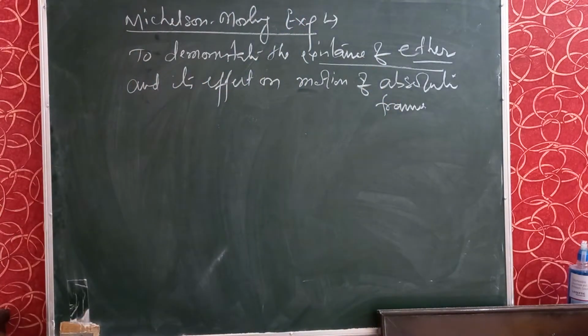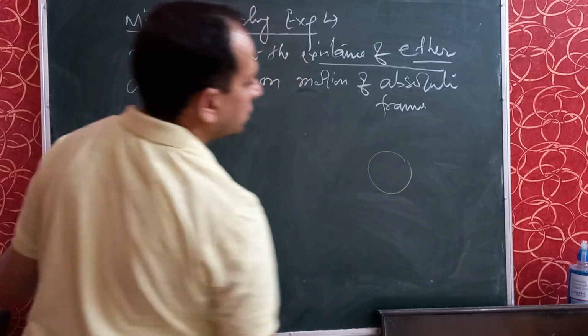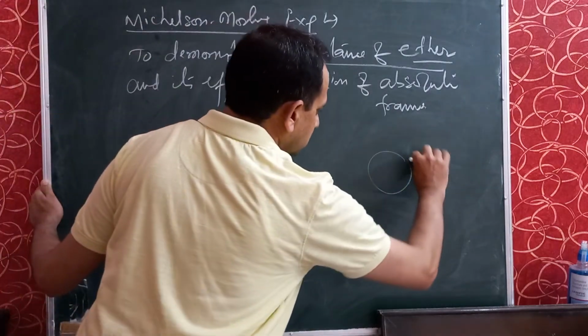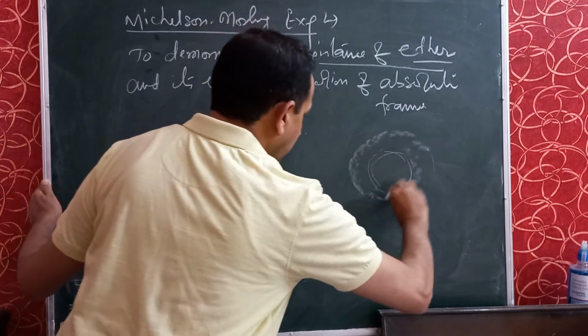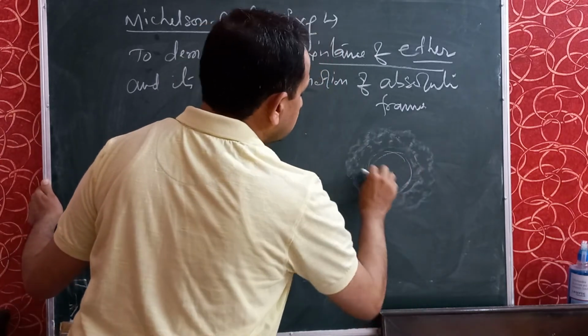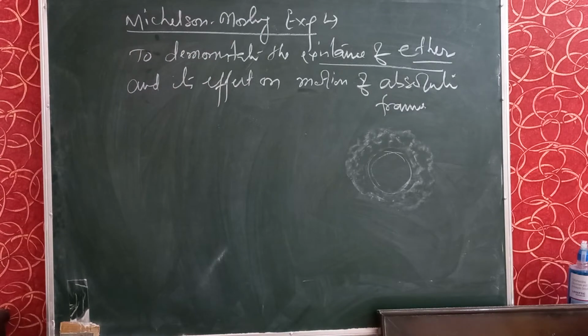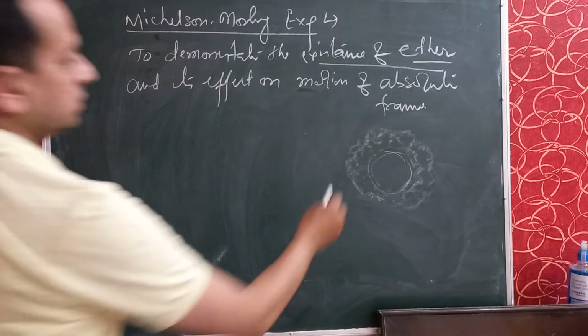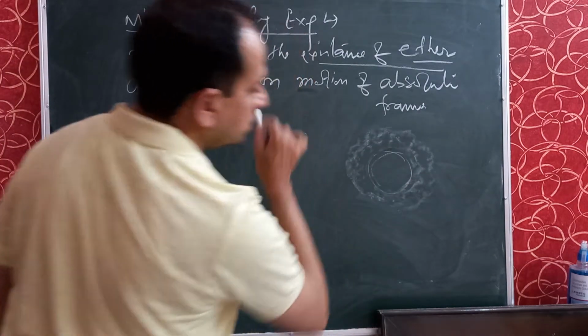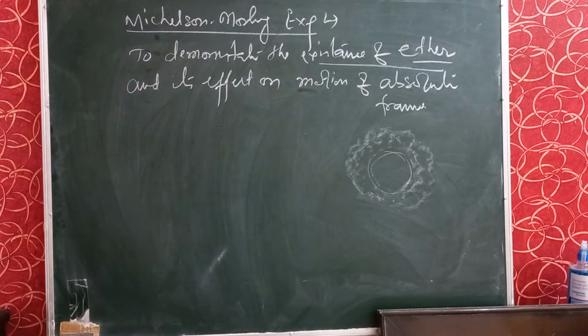First of all, we have to know what ether is. Ether is nothing, it is the medium present around the earth. As you know, there is the earth and there is an envelope surrounding the earth, which is called ether. So this is ether, basically the medium of gases surrounding the earth.